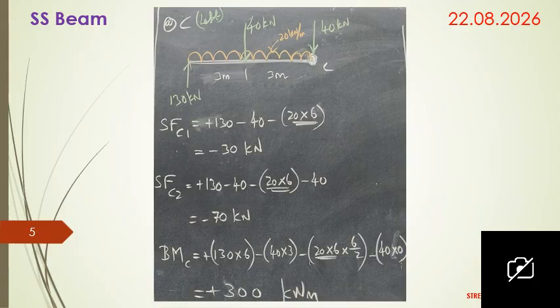That is minus 70 kilonewton. That is 130 minus 40 minus 20 into 6 minus 40, you will get minus 70 kilonewton. So bending moment at C, 130 into 6 minus 40 into 3 minus 20 into 6 into 6 by 2 minus 40 into 0. This also will get the value of plus 300 kilonewton meter.